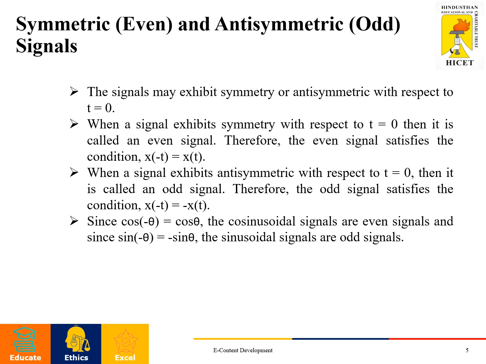Let's say an example, cos of minus theta. So cos of minus theta equal to cos theta. This is a cosinusoidal signal, or an even signal in nature. And since sine of minus theta is nothing but minus sine theta, the sinusoidal signals are odd signals in nature.